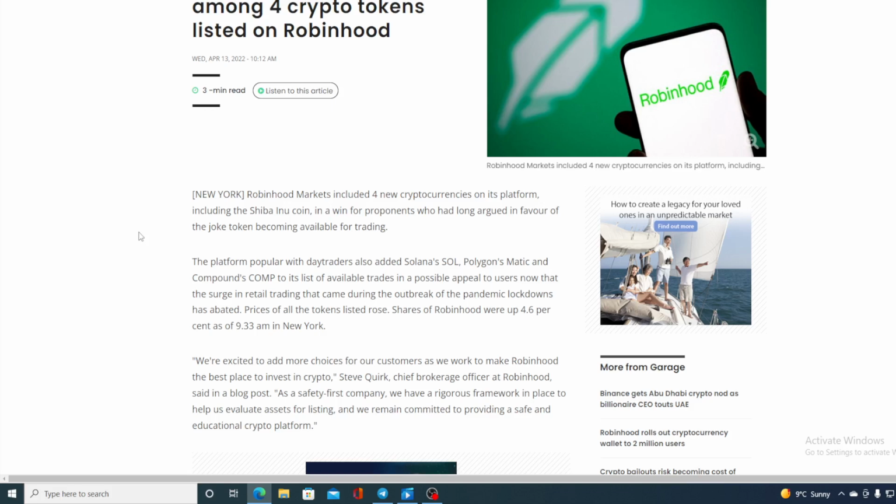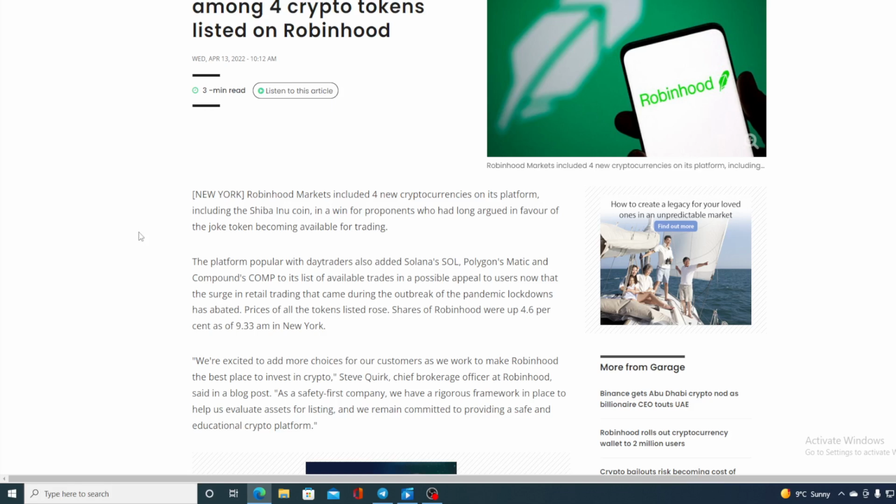We are excited to add more choices for our customers as we work to make Robinhood the best place to invest in crypto, Steve Quirk, Chief Brokerage Officer at Robinhood, said in a blog post. As a safety first company, we have rigorous frameworks in place to help us evaluate assets for listing, and we remain committed to providing a safe and educational crypto platform.